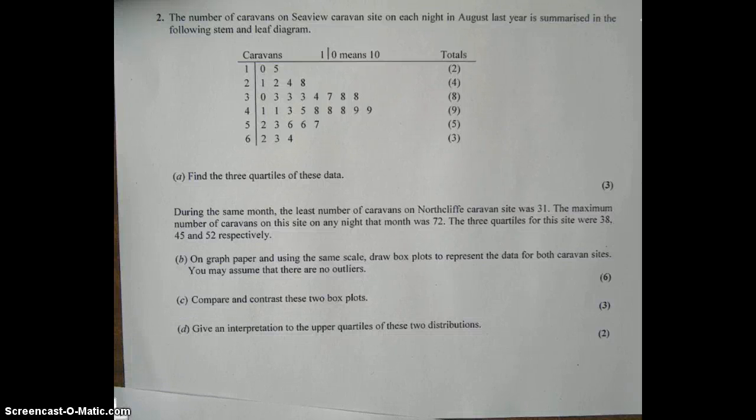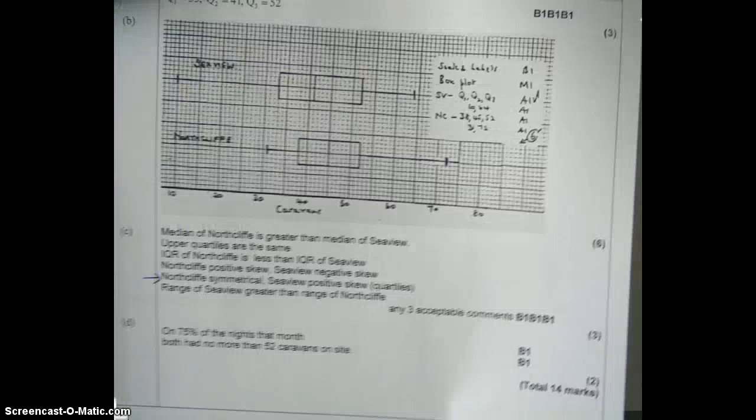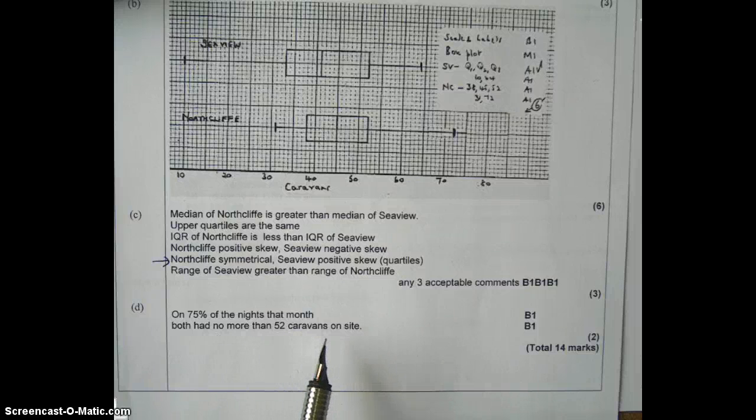And lastly, part D, give an interpretation to the upper quartiles of these 2 distributions. So the upper quartile is 3/4 of the way through your data, isn't it? So up to sort of 75% or under that. So what they said in the mark scheme is that on 75% of the nights in that month, both had no more than 52 caravans on site.